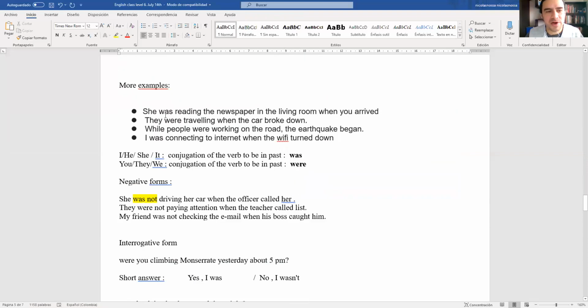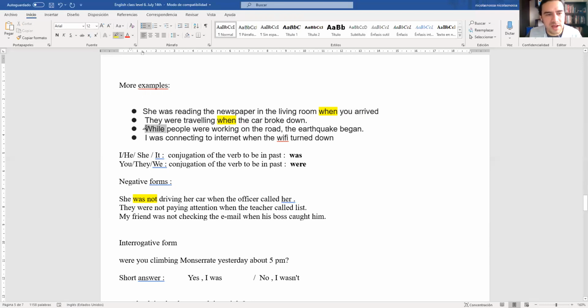Okay? More examples. She was reading the newspaper. She was reading the newspaper in the living room when you arrived. ¿Listo? Aquí está el when. Luego el pasado simple, ¿no? They were traveling when the car broke down. So, past continuous and simple past, ¿no? After when.